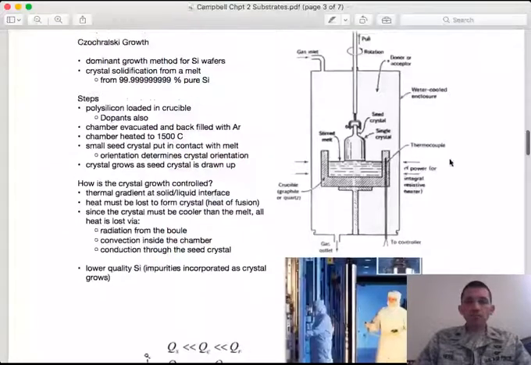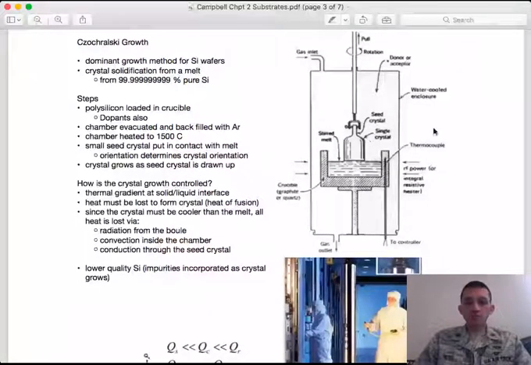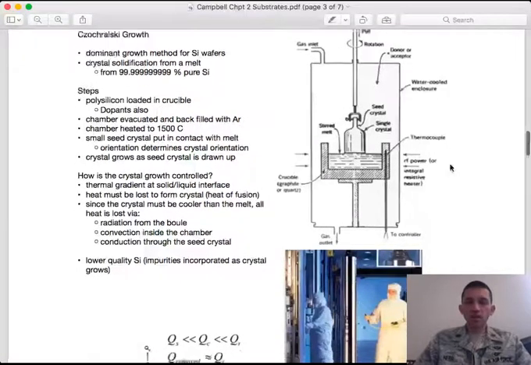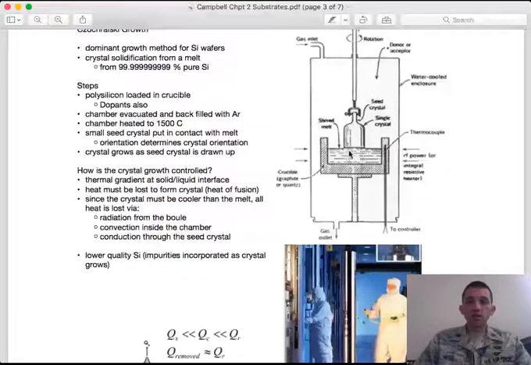And growing a high quality crystal in a controlled way here is dependent upon managing the thermal gradient at this solid liquid interface. Because what you want is for the liquid to stay hot, right? And the heat needs to go up through here because you want that thermal gradient to exist across this boundary where the melt is hot and the solid is not, and that maintains the heterogeneous nucleation at this interface.